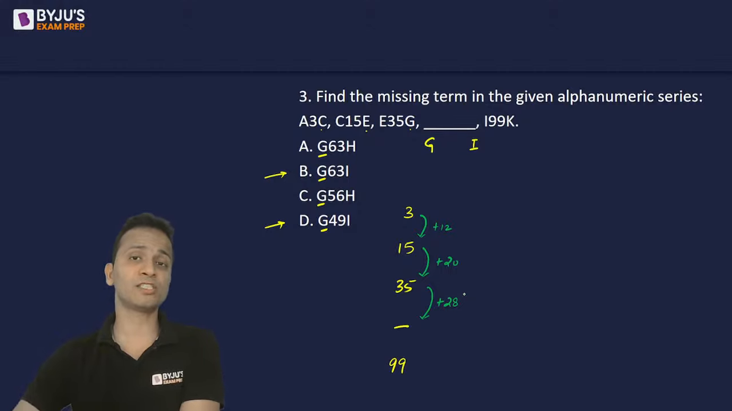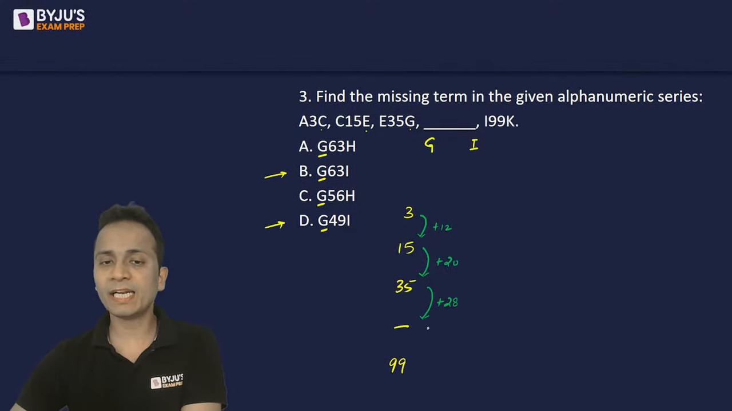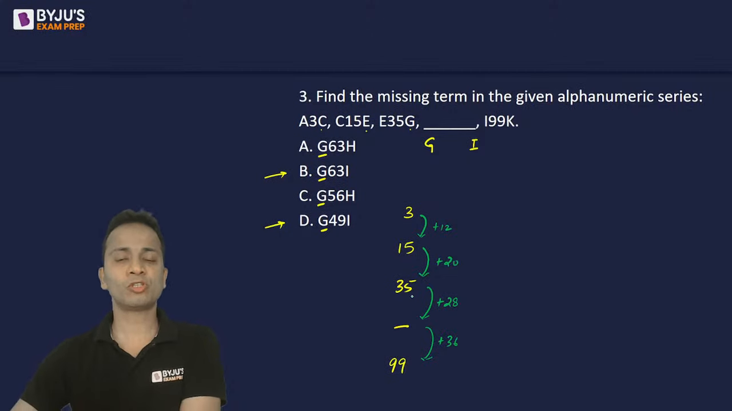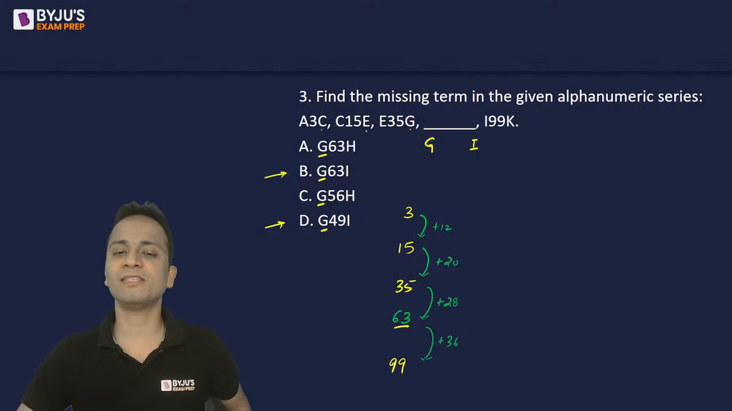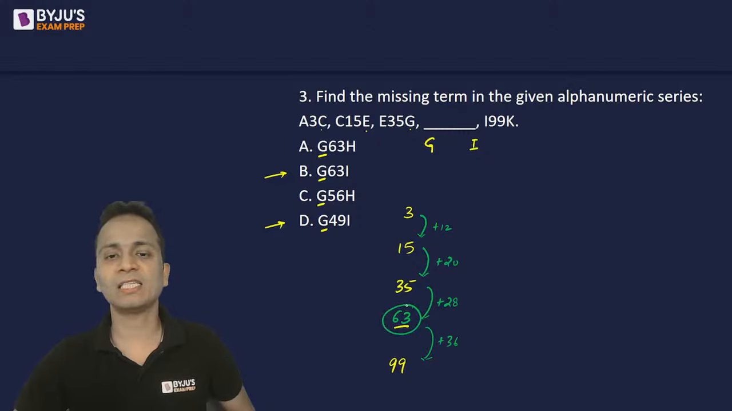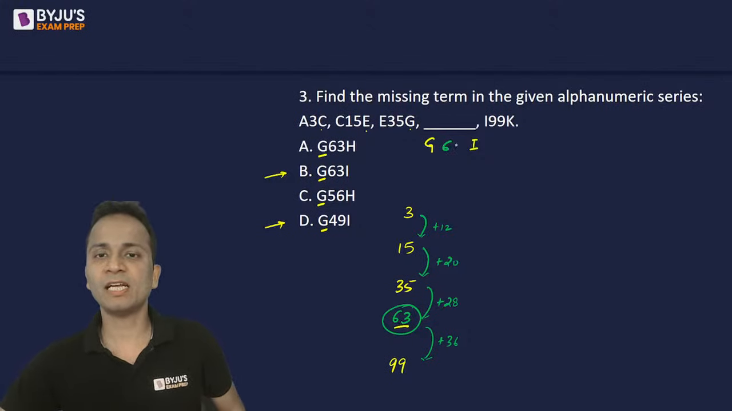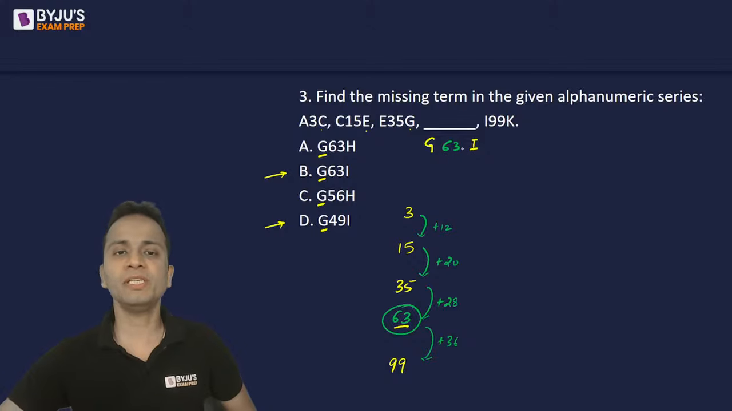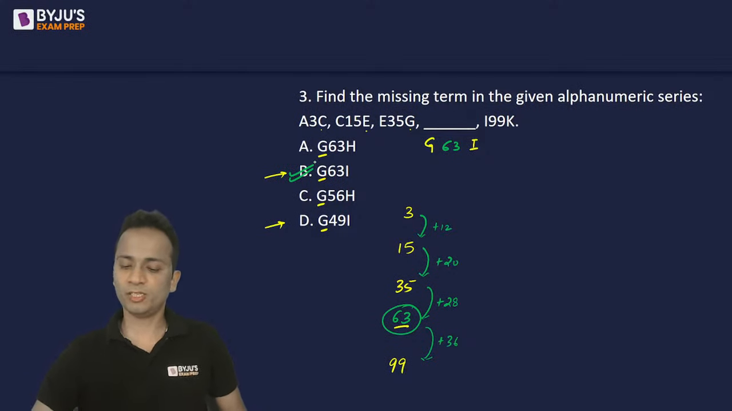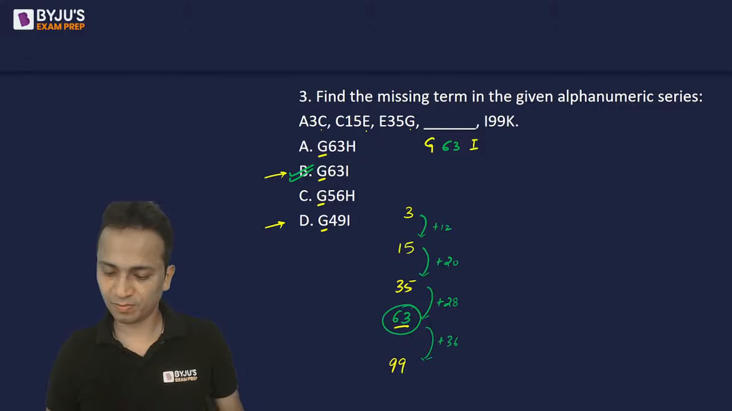Let's check if it is following the logic. So abhi 28 hai difference, next difference kitna hona chahiye? It should be 36. Theek hai? So 35 plus 28 is 63. Now just check if 63 plus 36 is 99. Yes, it is equal to 99. So we can say that the logic fits in and 63 should be the middle part of the answer. So the final answer should be G63I, that is option B. So option B is the correct answer.